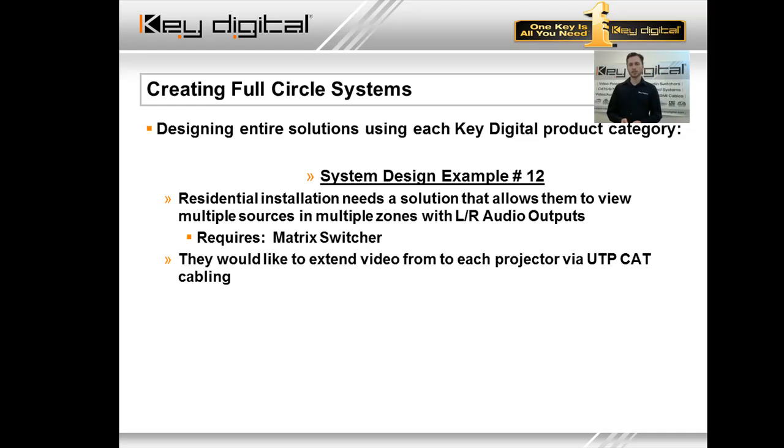They'd like to extend video from each projector via UTP Cat cabling. Excuse me, there's a typo here. They'd like to extend video to each projector via Cat cabling. Okay, shouldn't say from, should say to. That was a little confusing there. That's going to require... excellent.